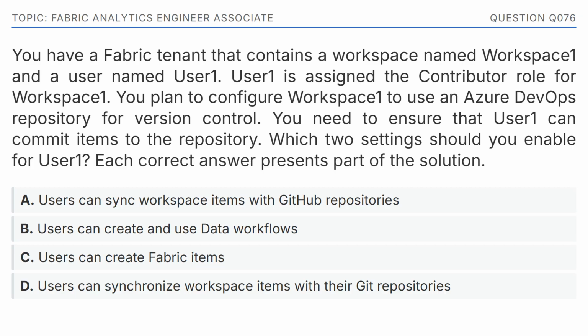The options are: Option A, users can sync workspace items with GitHub repositories. Option B, users can create and use data workflows. Option C, users can create Fabric items. Option D, users can synchronize workspace items with their Git repositories.